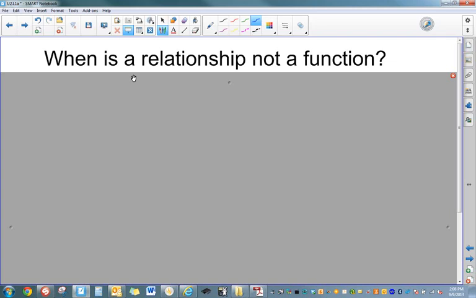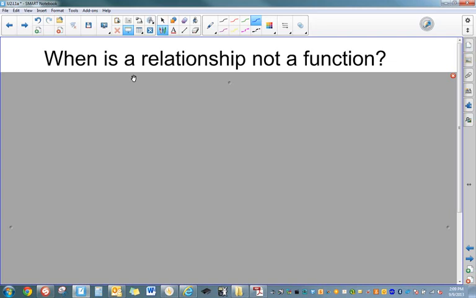So we're going to look at one of those ways. We're going to look at two. So when is a relationship not a function? We've been talking about all these relationships, and I started off class by saying that a function is a special type of relationship, right? And there are some limits. Well, we're going to talk about one of those limits right now, and really, in all practical terms, the most important one.